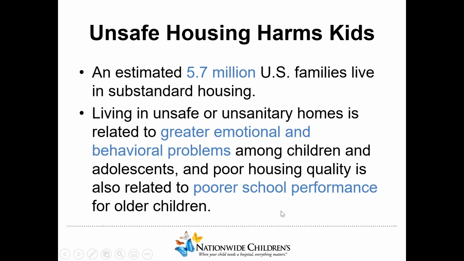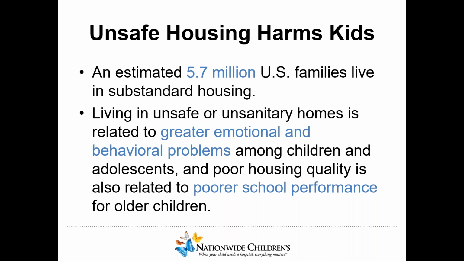So, Carrie talked about social determinants of health and how outside factors can influence the health and safety of our patients. So specifically, how does unsafe or unstable housing harm kids? We'll talk a little bit about that before going into some of the MLP cases that we see. Right now, there is an estimated 5.7 million US families living in substandard housing. So that's quite a lot across the country.